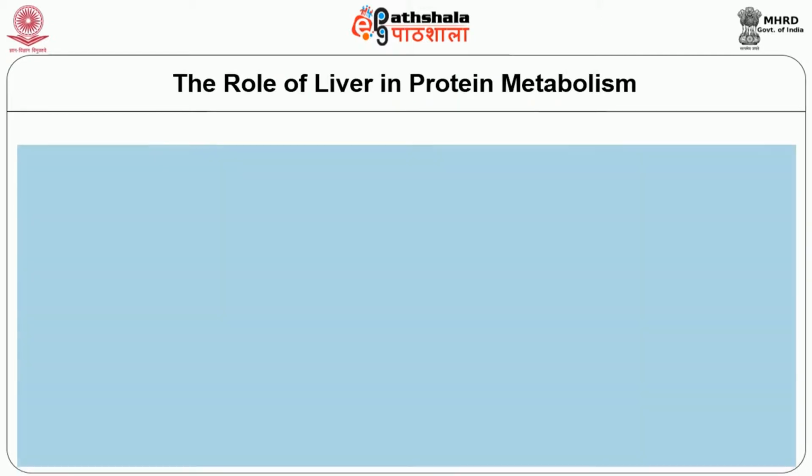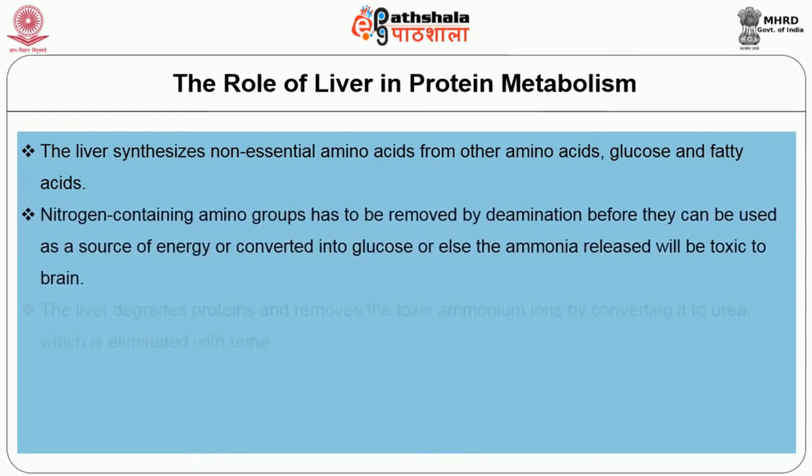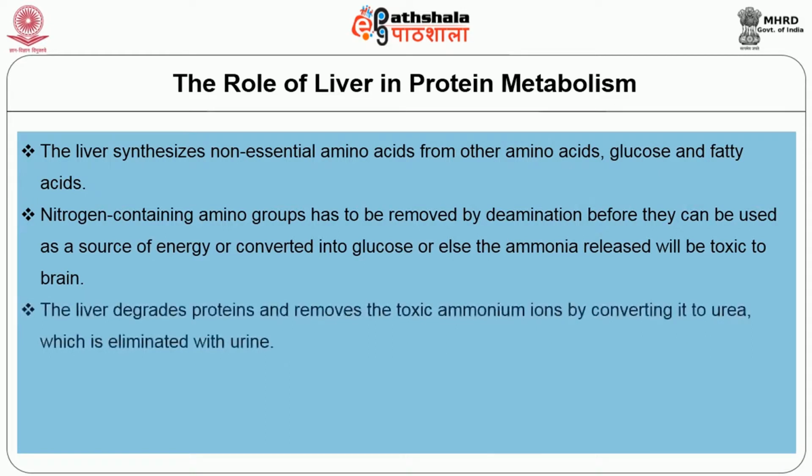Thus, the role of the liver in carbohydrate metabolism is very remarkable, and similarly the liver plays a very important role in protein metabolism. The liver synthesizes non-essential amino acids from other amino acids, glucose and fatty acids. Nitrogen containing amino groups have to be removed by deamination before they can be used as a source of energy or converted into glucose, or else the ammonia released will be toxic to the brain.